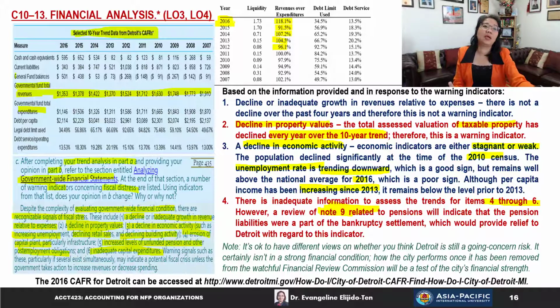But this is just an example of how you can use your knowledge of key ratios in analyzing the performance of a government body. And it's good to always look at a real world case study.